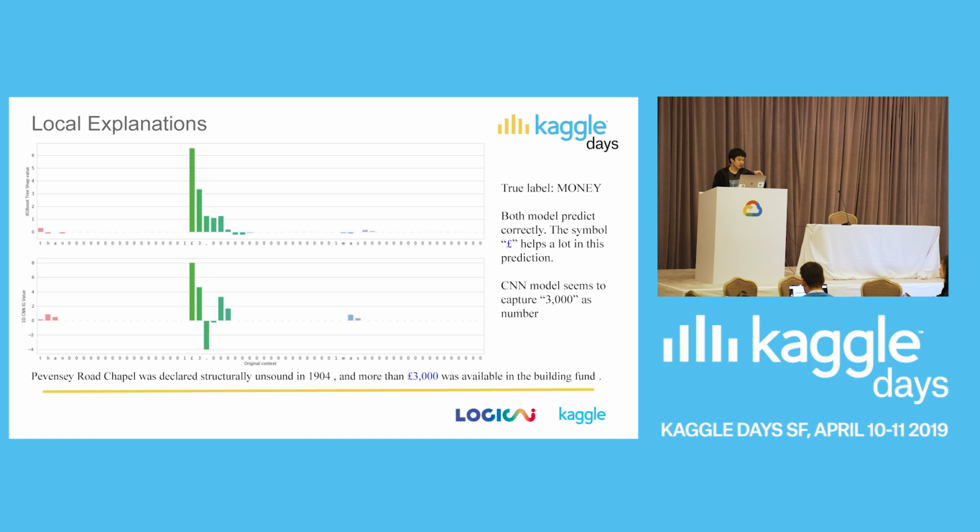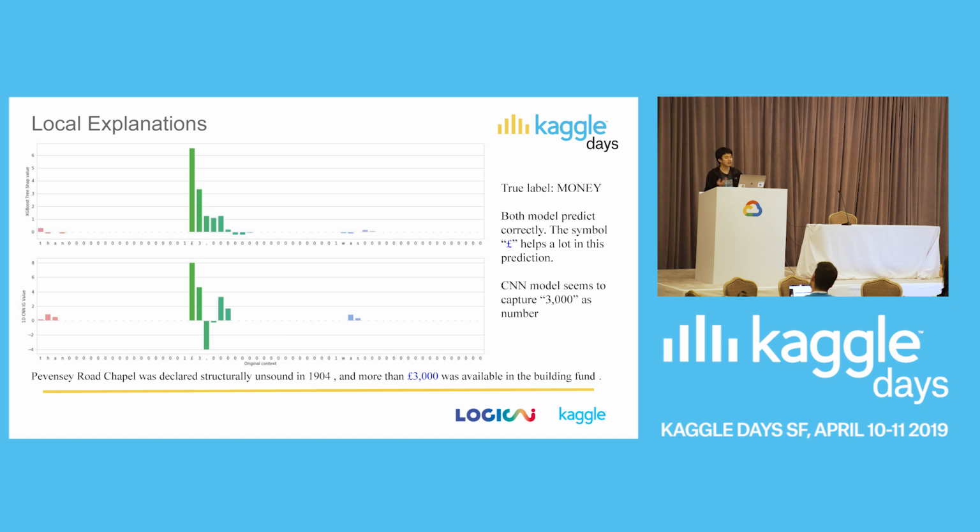First, the one above is the attribute boost, the tree shop, which comes straight out of the attribute boost package. And the figure below is the path integrated gradient for the neural network. I pick a sentence like, "this token is more than 3,000 pounds was available in the building fund." The 3,000 pounds is the token we try to predict, all right? So the true label is money.